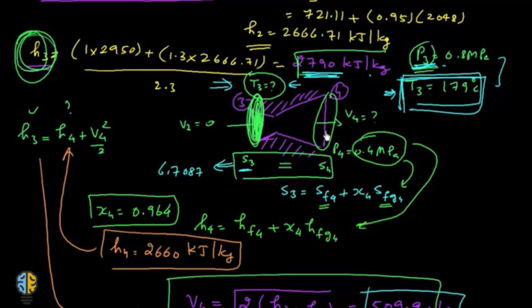Now when you look at this nozzle, you need to find out H4. First of all, because you are dropping down from a superheated state, you will be coming down into the wet region, so you need to find out X4. That's why we make use of this entropy equivalence. So this is how you have to proceed and look at this question.